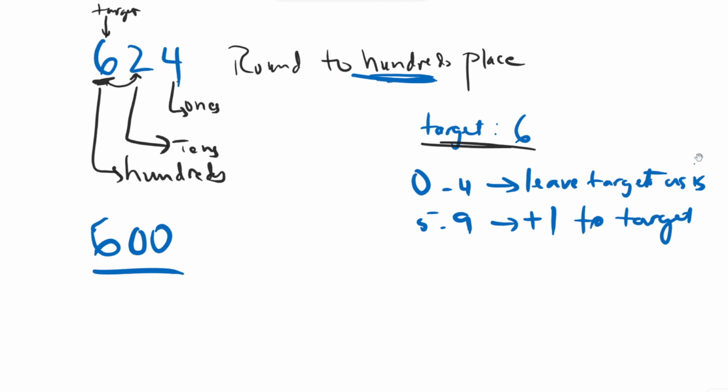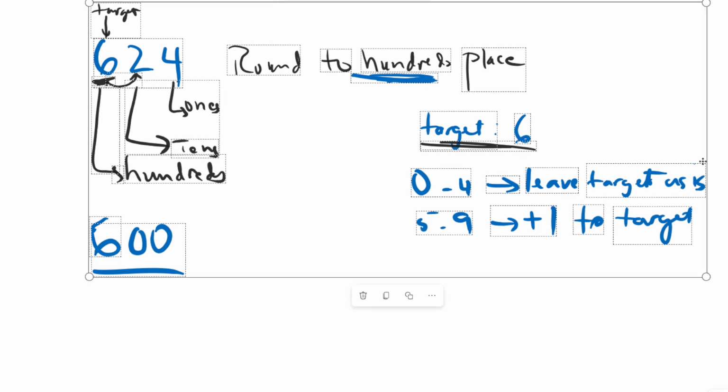Let me give you another one. Let's work with another one. The other number would be 7. It says round 7,000... 239 to the tens place.